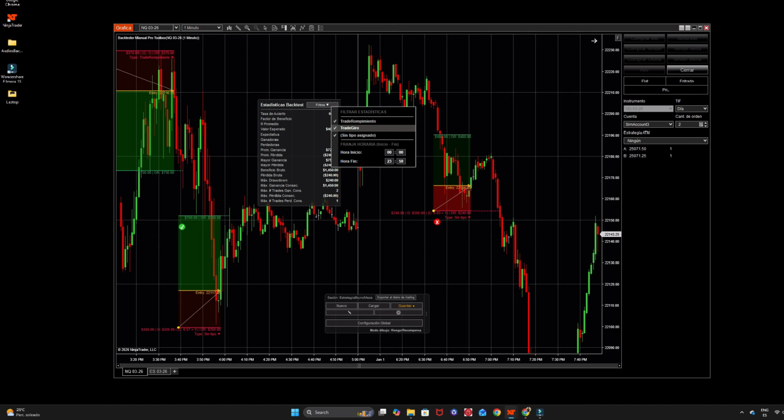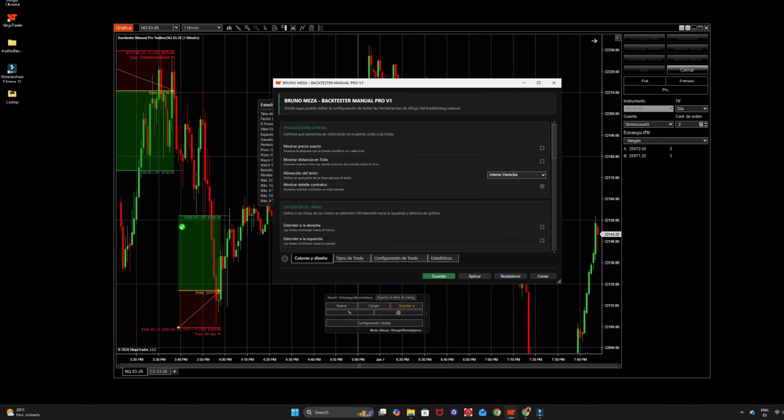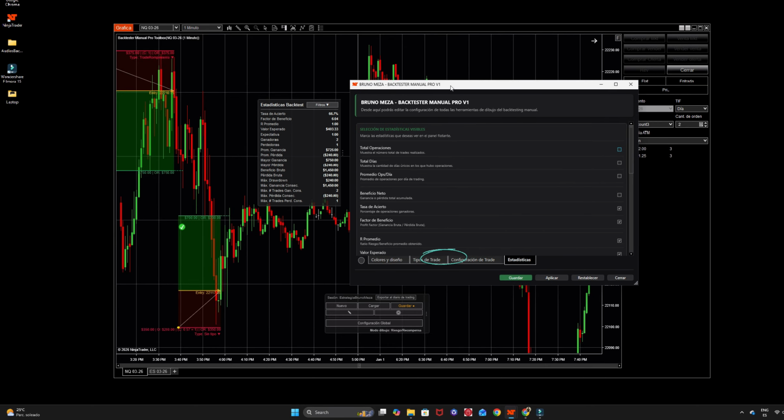The first filter corresponds to the trade types filter. You can view the statistics corresponding only to certain trade types you choose from the list. The second filter corresponds to the trading hours filter. You can filter a start time and an end time of the day to consider only the trades between those times. Additionally, if there are statistics that are not important to you, then you can remove them from the Backtest Statistics panel, from the Global Configuration window in the tab called Statistics.